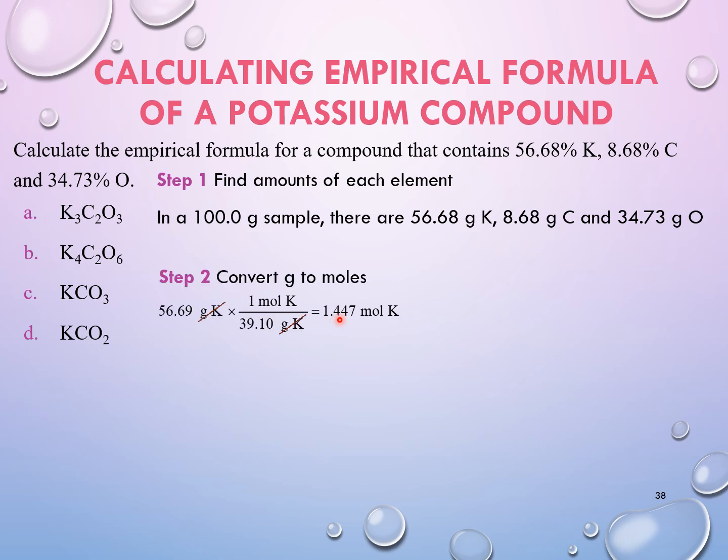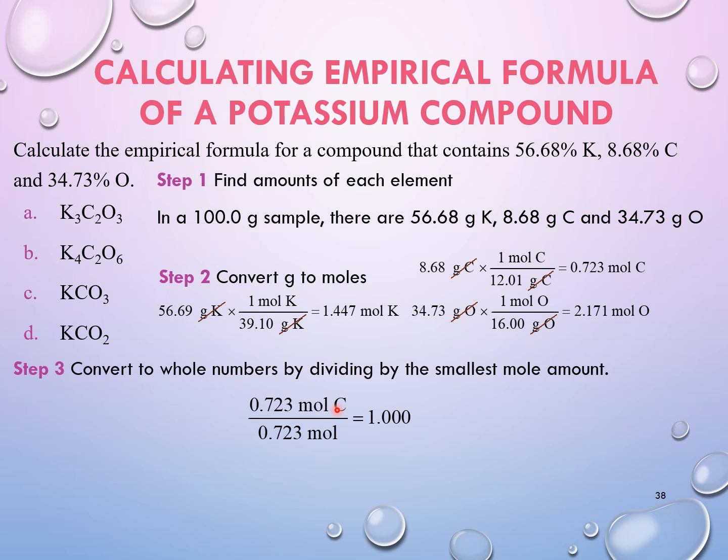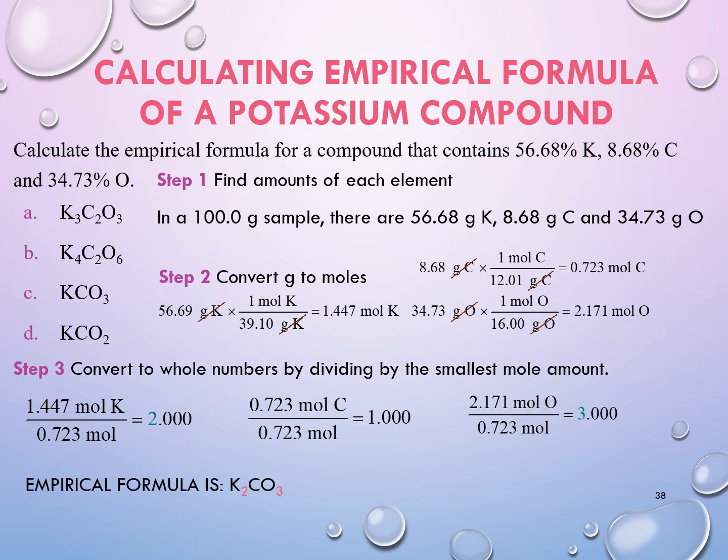So we have moles of potassium, moles of carbon, moles of oxygen. Carbon is the smallest number, we'll divide by carbon, so everybody will be divided by 0.723. So obviously, if carbon is divided by the same number, the ratio for carbon will be 1. And if you do it for potassium, you end up getting 2. For oxygen, you end up getting 3. So your formula is actually 2 Ks, 1 carbon, 3 oxygen. So our formula would be K2CO3. So our answer, if we had an answer, it should be C. It's K2CO3.